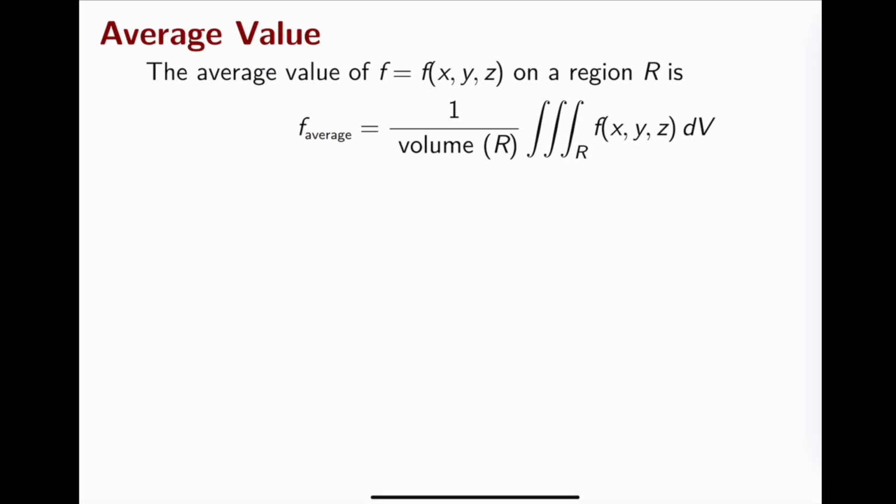In the same way that before, we had that the average value in a volume is going to be the same as in the double integral, only that now we're going to divide by the volume of the region. So it's going to be given by the triple integral on the region divided by the volume of the region. That will give the average value of the whole function on the solid R.